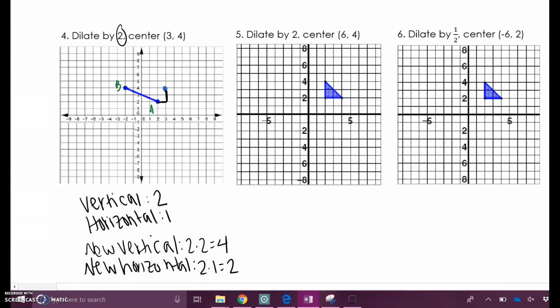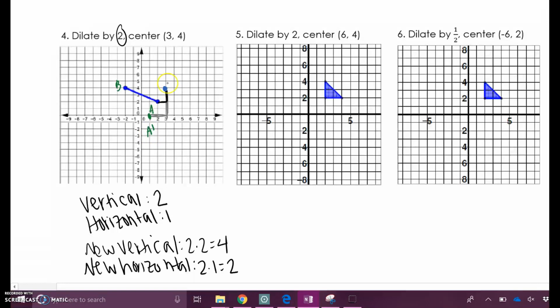So now our point A and our point B, you only need to technically find it for 1 point though. Our new vertical distance will be 4, new horizontal distance will be 2, so let's mark that on our paper. This vertical distance of 2 now becomes 4, and this distance of 1 now becomes 2. So our new point, A prime, is right here.